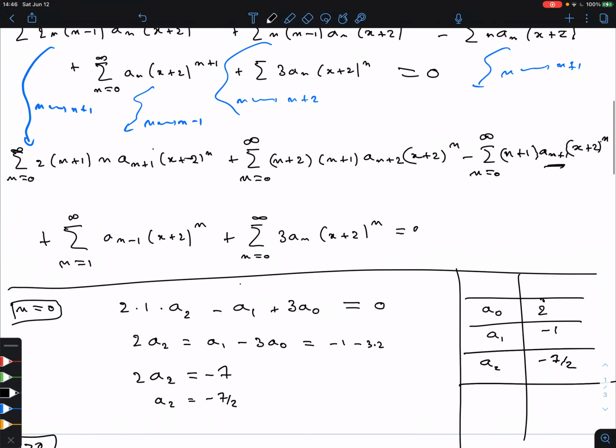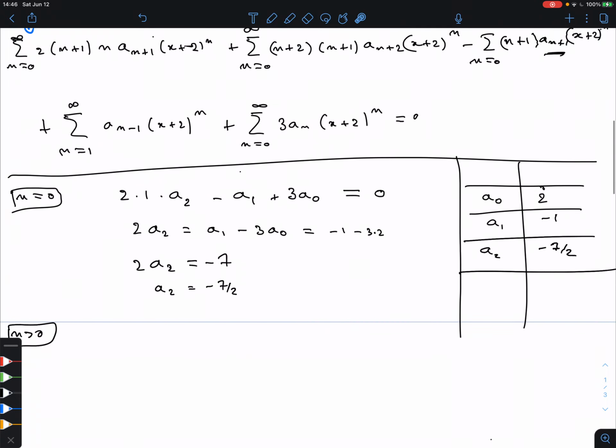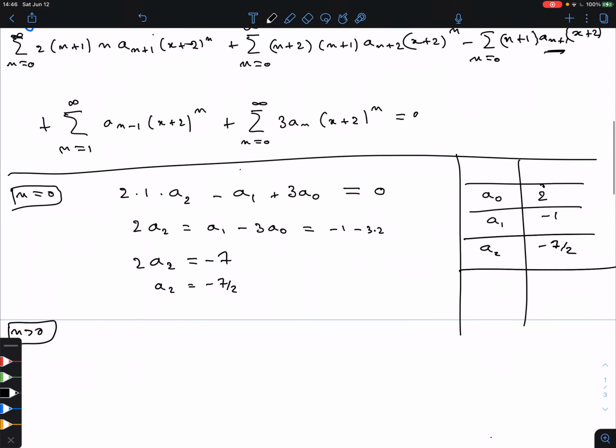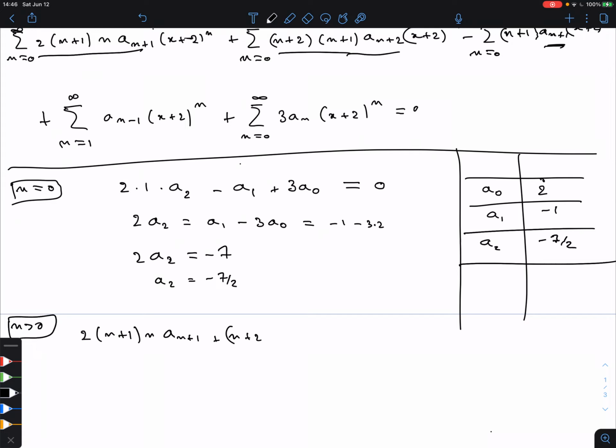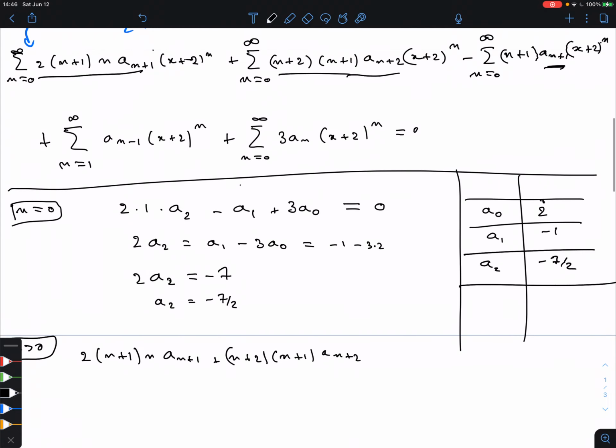Well, then that means from n equal to 1 onwards, each of these has these terms. So we can now use the general term. So now we look at the general recursion relation that we get. So that's 2n plus 1 an plus 1. So I'm just now looking at these coefficients, right? Plus n plus 2 times n plus 1 an plus 2, minus n plus 1 an plus 1 plus an minus 1 plus 3an, and that again is 0.